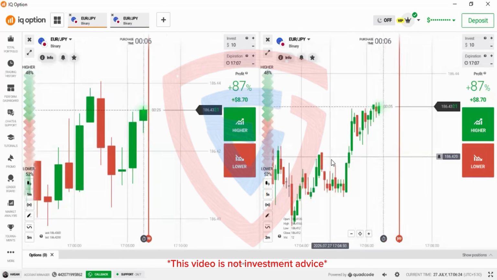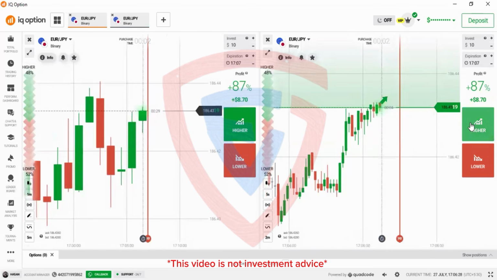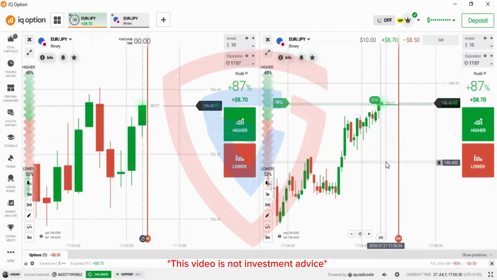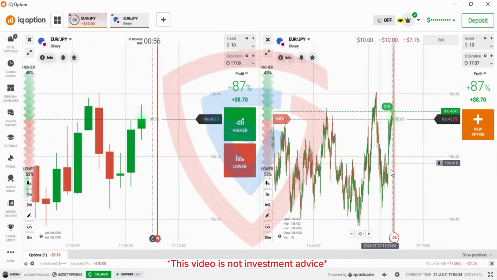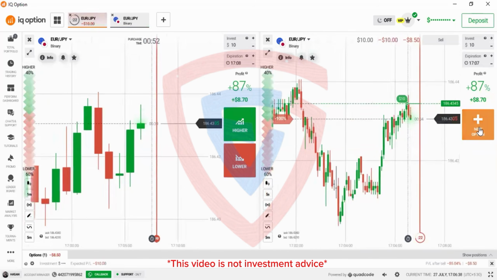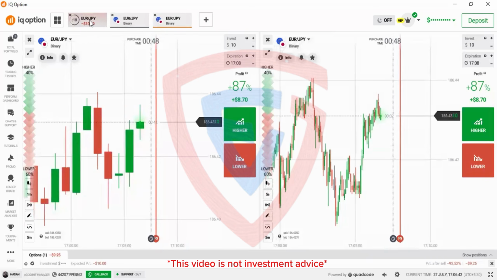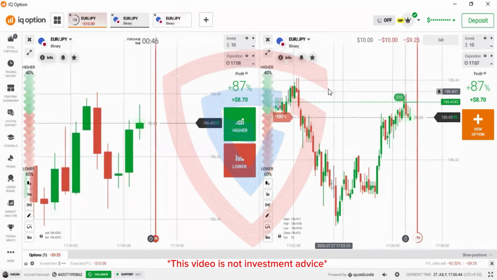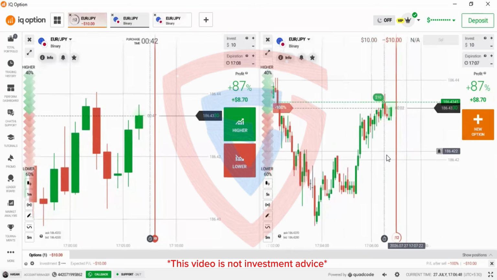So the market made a new high. This is a late entry, but the market made a new high. Again, it is making highs continuously. The next level is here. It didn't reach the next level. That's why I placed a higher option trade here.